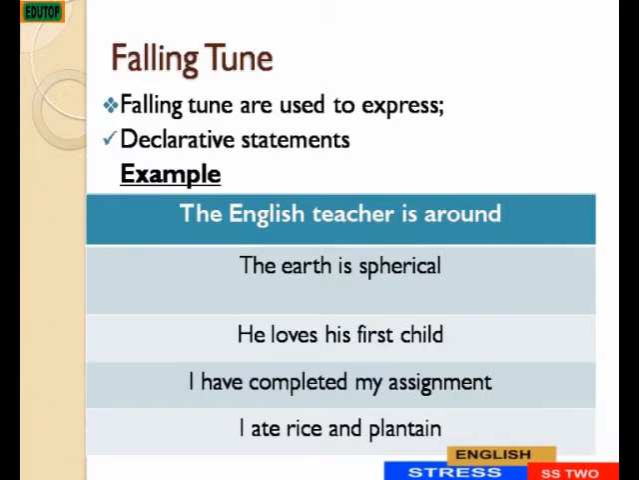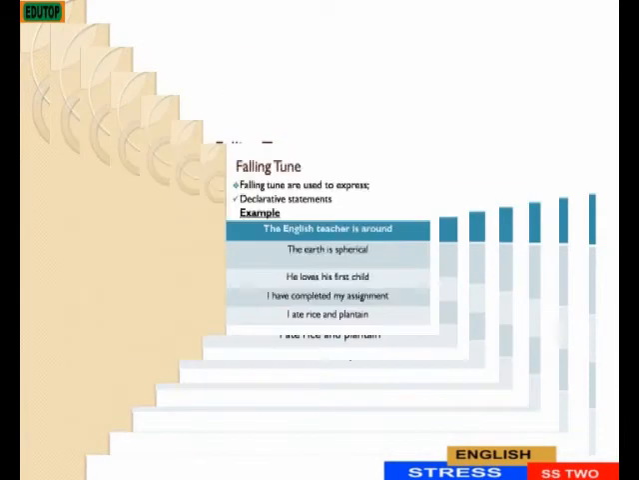Example: the English teacher is around. The earth is spherical. He loves his first child. I have completed my assignments. I ate rice and plantain. These are declarative statements, hence we use falling tone for such.